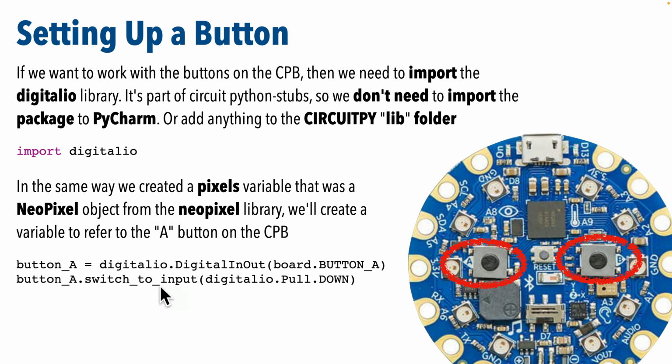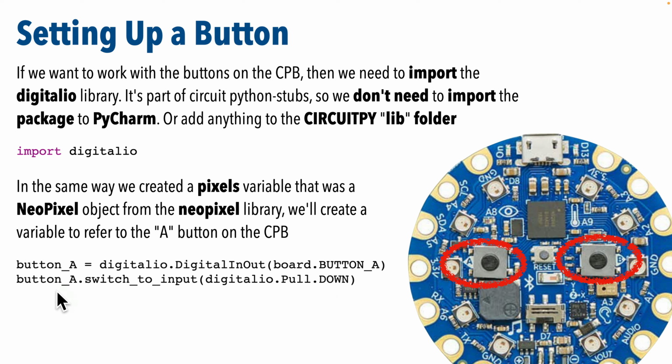Now there's one more bit of setup that we need to do for buttons. Since the DigitalInOut class can create both digital input objects like buttons and digital output objects like single color LED lights, we need to specify that our button is in fact a digital input device, and we do that with this line. button underscore a dot switch underscore to underscore input, and in parentheses digitalio dot Pull with a capital P dot DOWN with all caps.